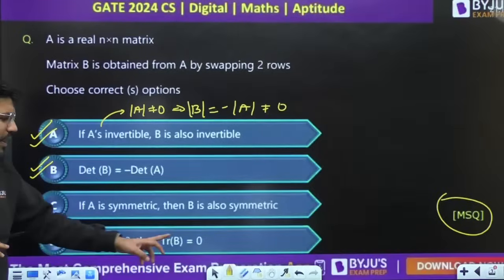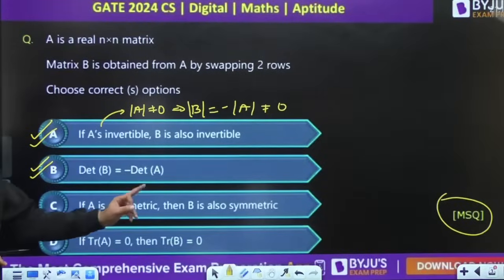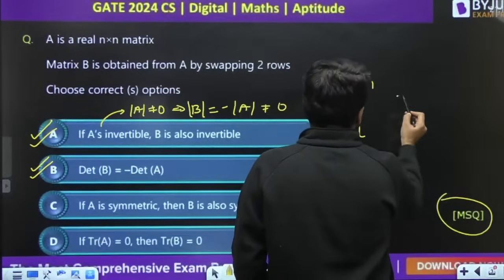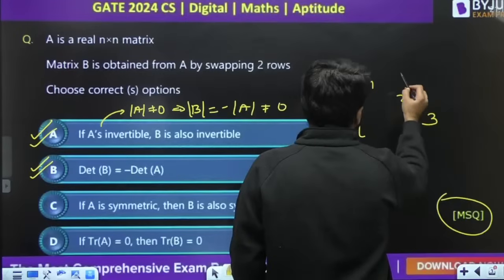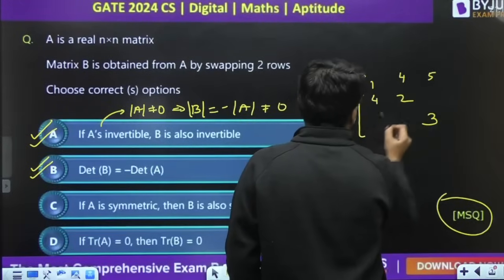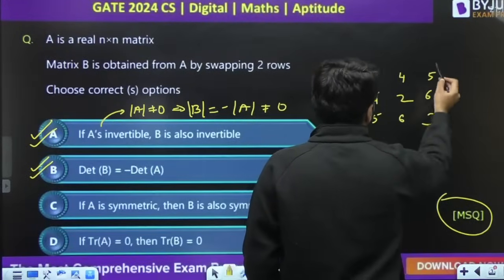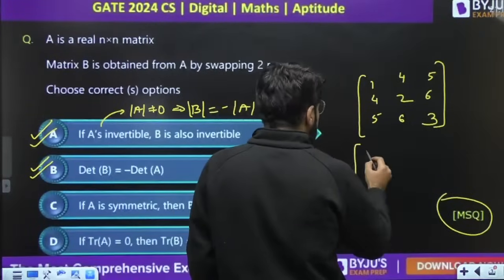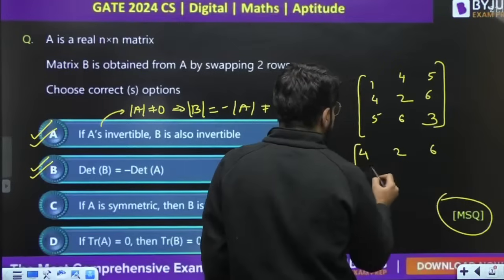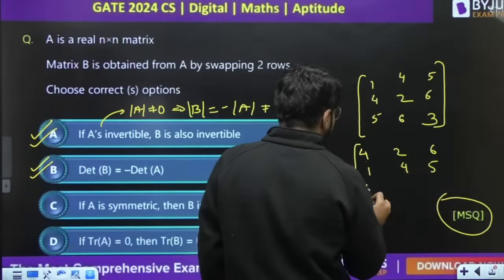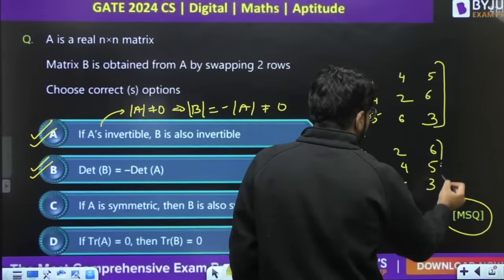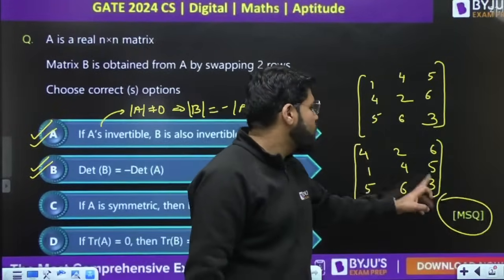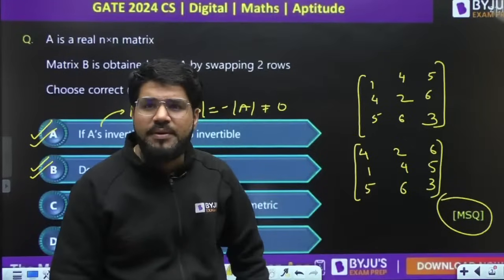Now, if trace of A equals 0, then trace of B equals 0. If A is symmetric, B is also symmetric. There you can take any one example. Suppose I take a matrix of this kind. This is a symmetric matrix. As soon as you swap any two rows, suppose I swap the first and second rows. Trace here is 6, 1 plus 2 plus 3. Here it is 4 plus 4 plus 3, not equal. Trace means sum of diagonal elements.